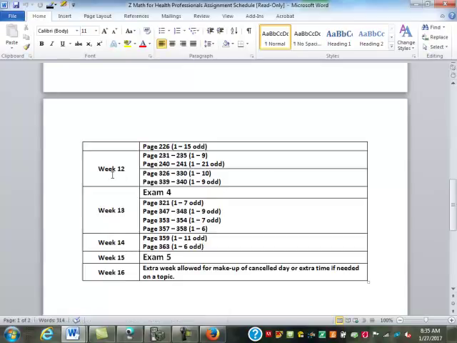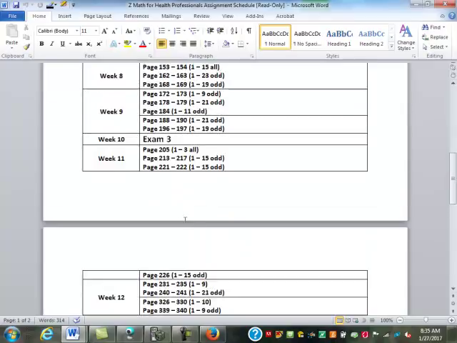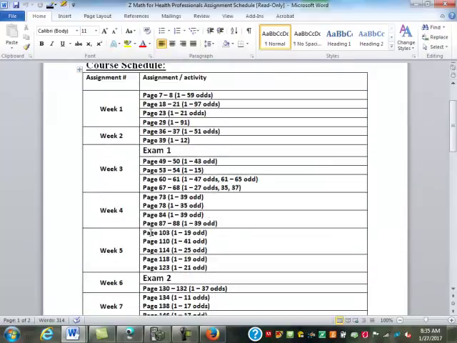This class ends up being only 15 weeks. You can see week 16 is an extra week allowed for makeup or cancellation or whatever. The reason that happens is when we teach this in the spring, we lose Good Friday. So we do only get 15 weeks. So the 15-week schedule is pretty much on.